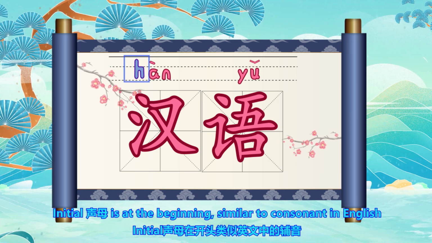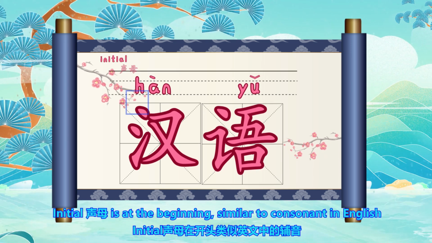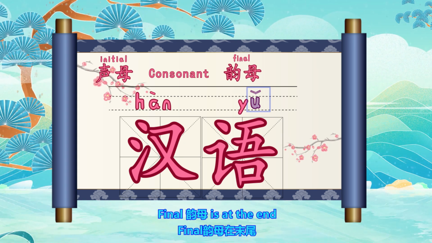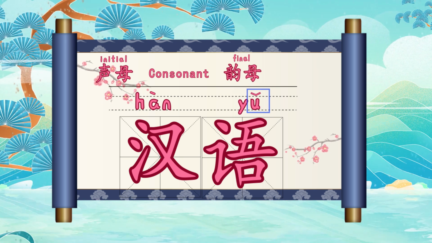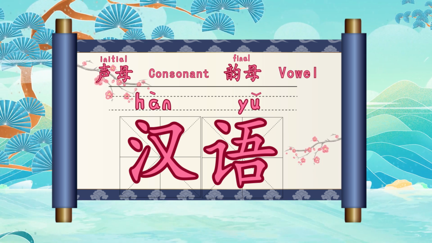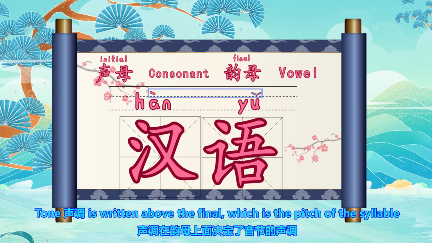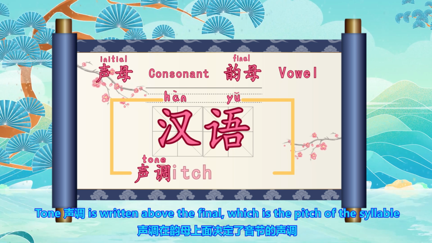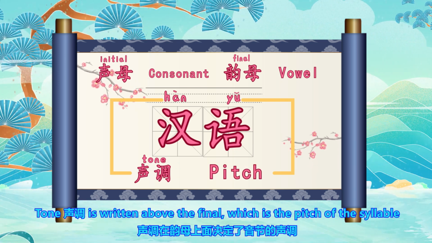Initial is at the beginning, similar to consonant in English. Final is at the end, similar to vowel in English. Tone is written above the final, which is the pitch of the syllable.